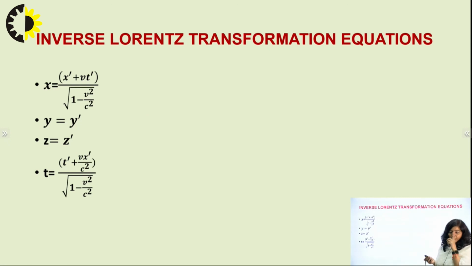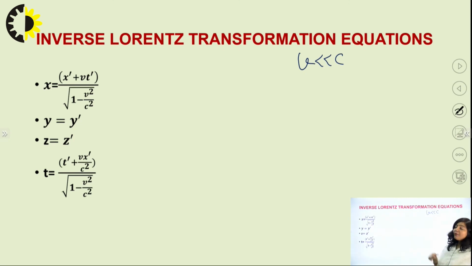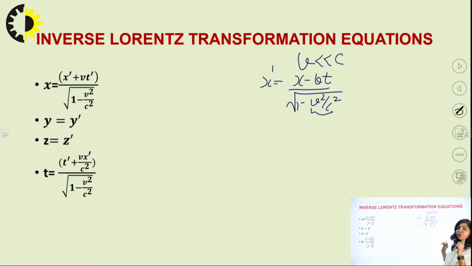Now, one point I would like to highlight here. Take the condition when V is very, very small with respect to C. Then x', which is x minus Vt upon under root 1 minus V square upon C square, has a factor V square upon C square that takes a negligibly small value with respect to 1. So the entire denominator gives you 1. It means x' will be x minus Vt.